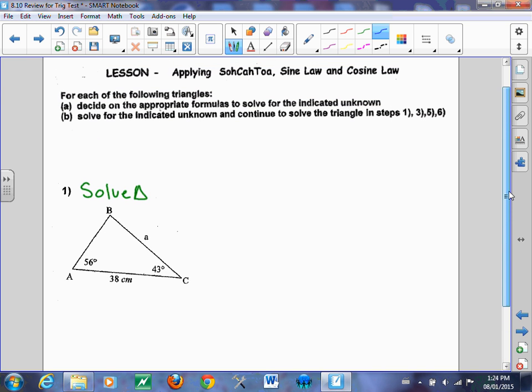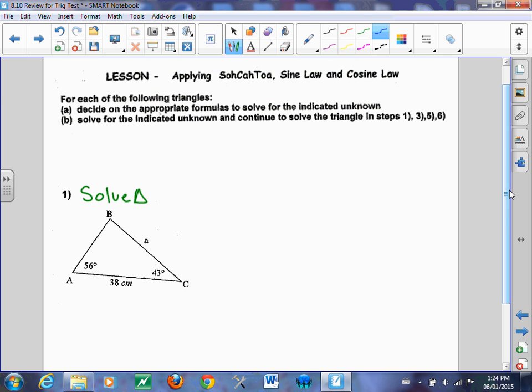Remember, your strategy first is to decide if it's a 90-degree triangle, you're going to use a different approach. If it's an oblique triangle, you're using another approach, right? Just remember, it says here, folks, decide on appropriate formula to solve the indicated unknown. And it says here, number B, folks, to solve for the indicated unknowns in step 1, 3, 5, and 6. I've put it down here, but you may not have it in your handout, so you might need to write in here, solve triangle, for 1, 3, 5, and 6.